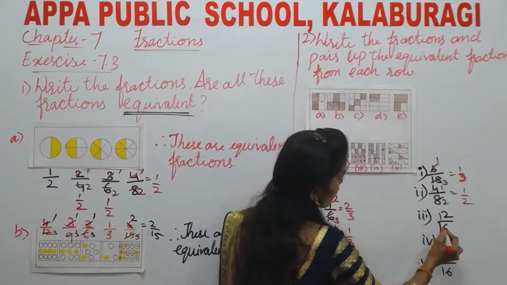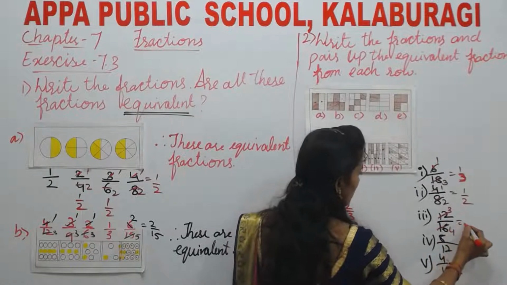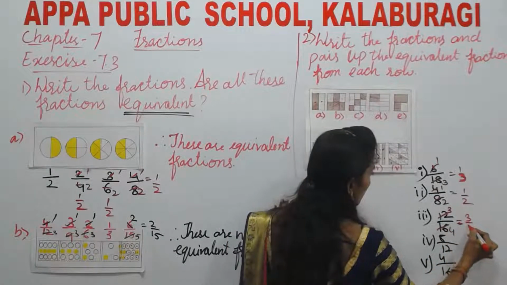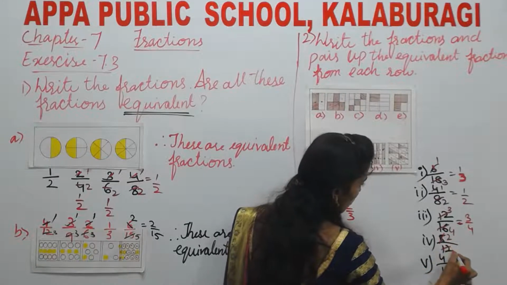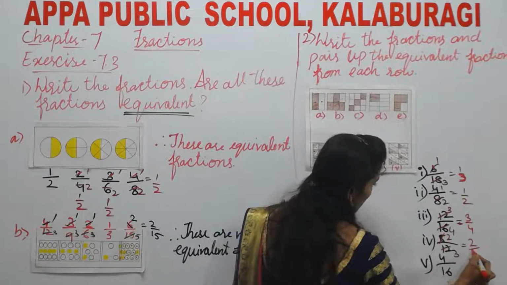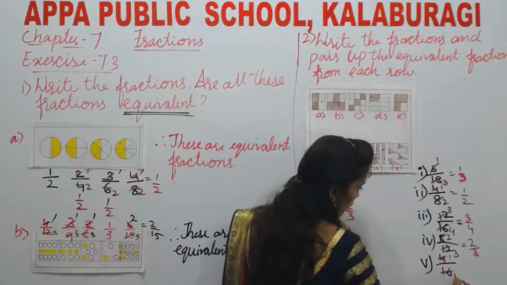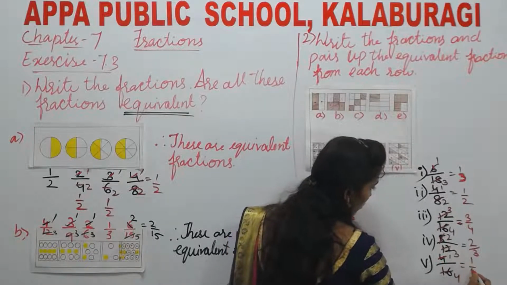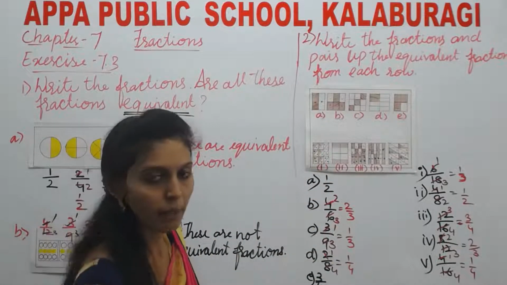12 and 16 both are divisible by 4. 4 3s are, 4 4s are, so 3 by 4. Again, these two are divisible by 4 only. 4 2s are, 4 3s are, so 2 by 3. Now this is also divisible by 4 only. 4 ones are, 4 fours are, so 1 by 4.